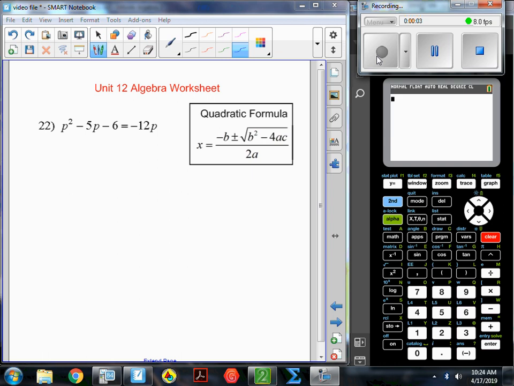Unit 12 Algebra Worksheet number 22. We're solving using the quadratic formula. We will start by getting everything on the same side of the equation. It doesn't matter what side of the equation you put it on. I usually put everything on the left.